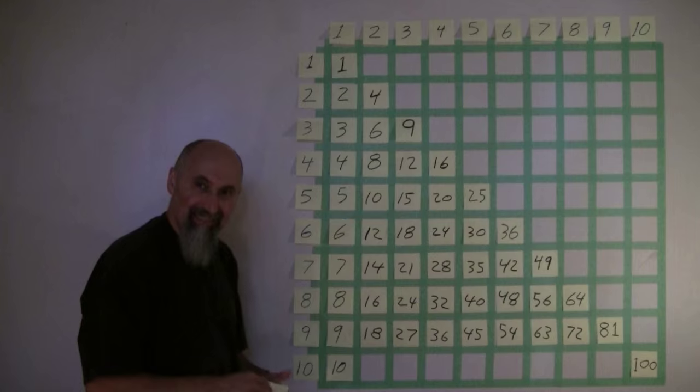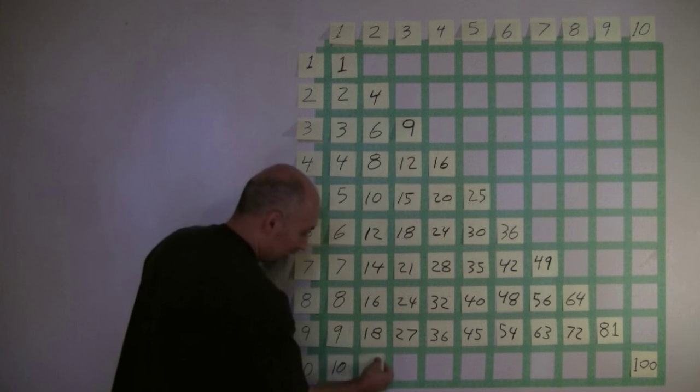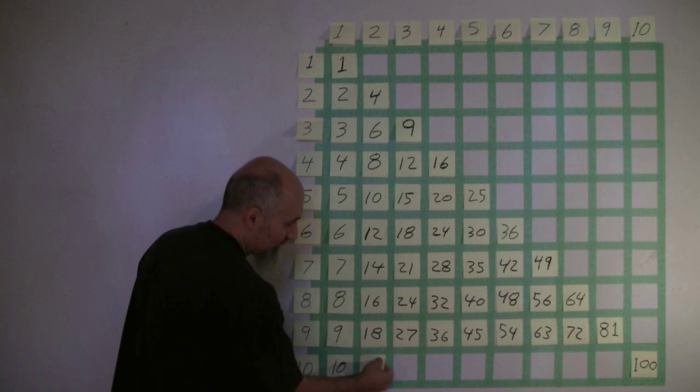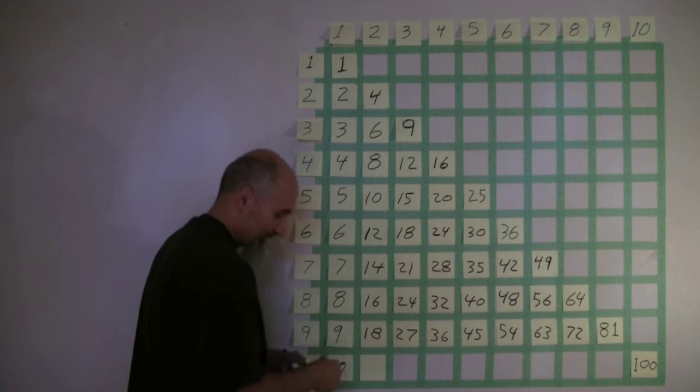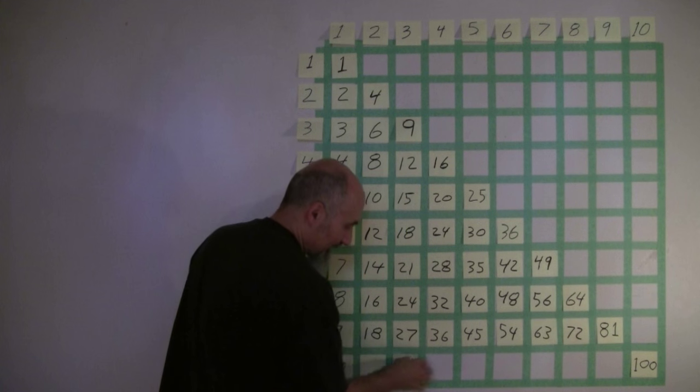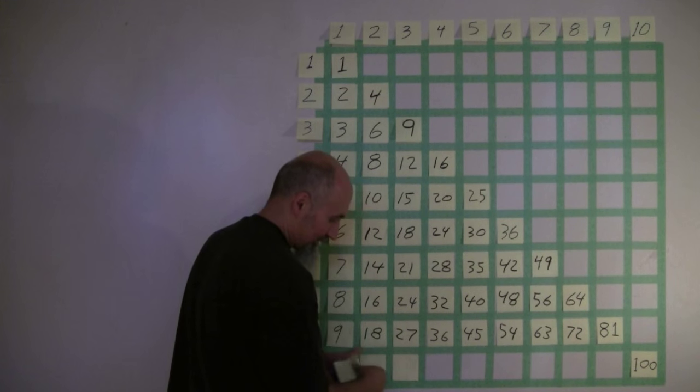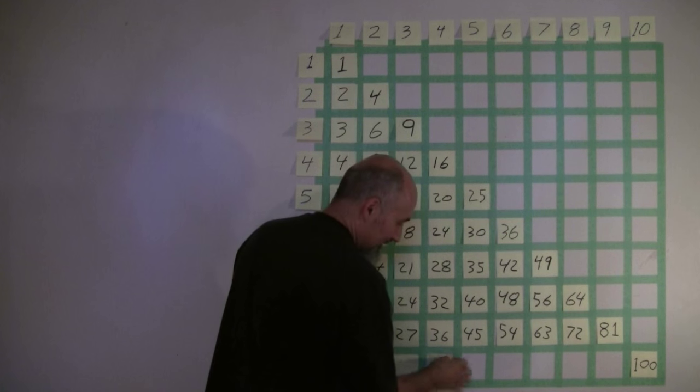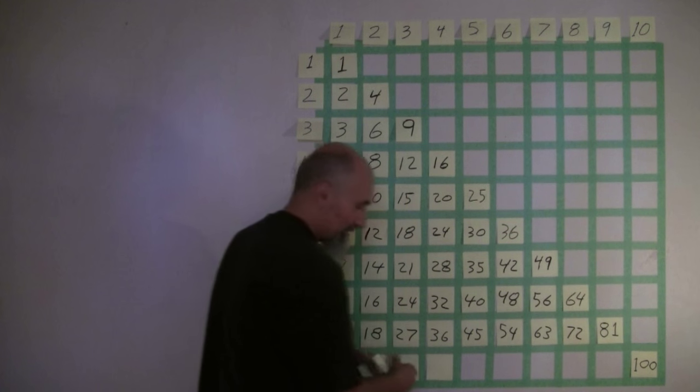The 10 is easy. You just add zeros to the end of those numbers. Desi system is amazing. I think it's called the Desi system anyway, but multiples of 10.